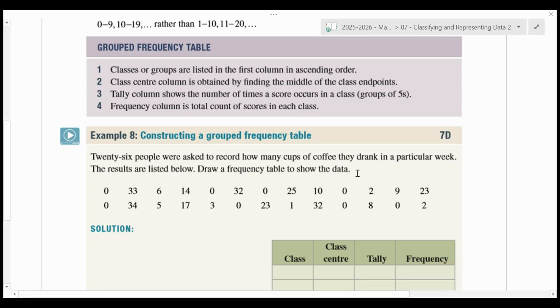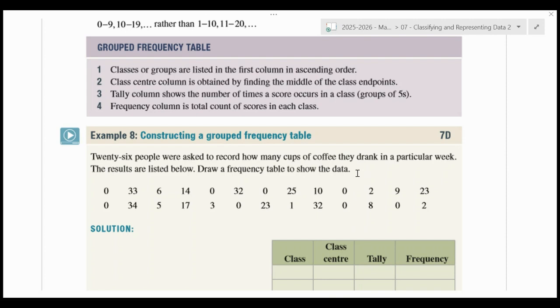All right, we are constructing a grouped frequency table. So you've done frequency tables before. This time we're going to do grouped data. The reason we do grouped data or classes is sometimes it's impractical to do it just as individual bits of data.